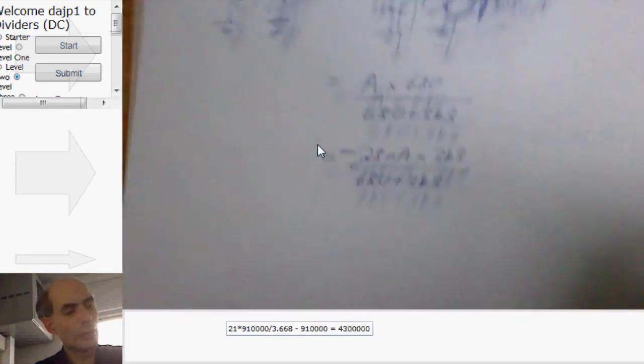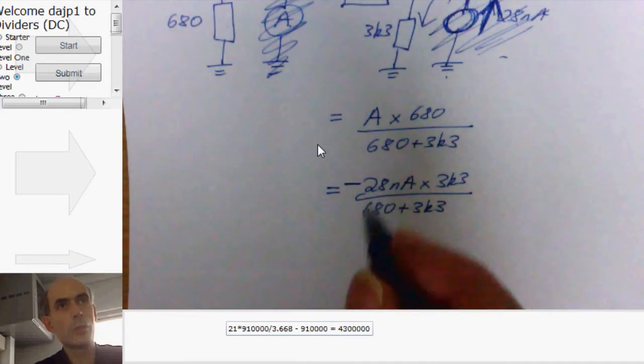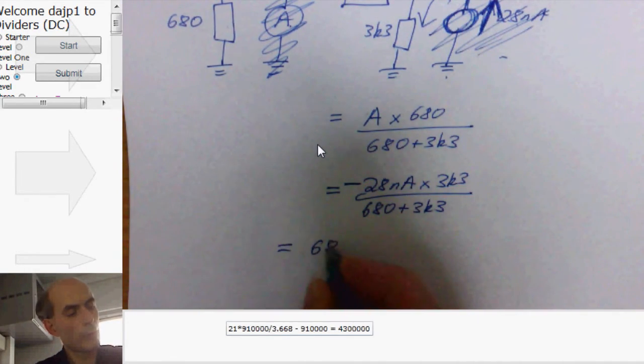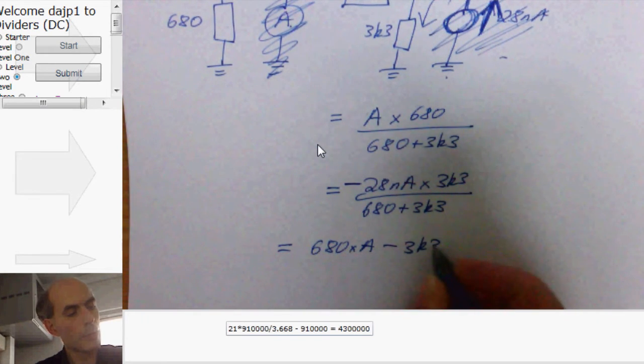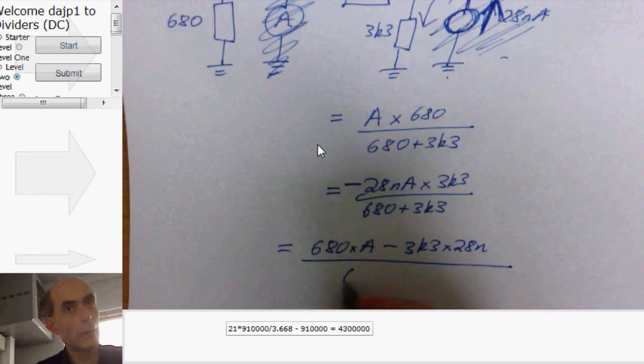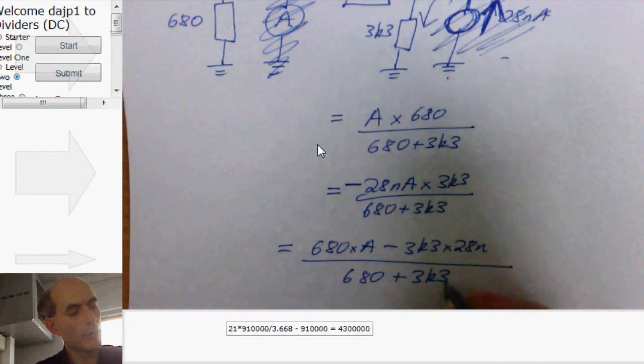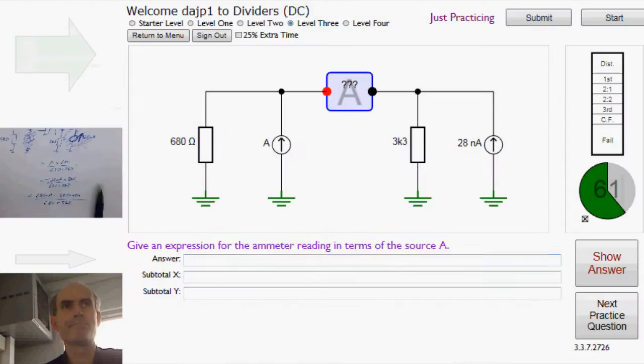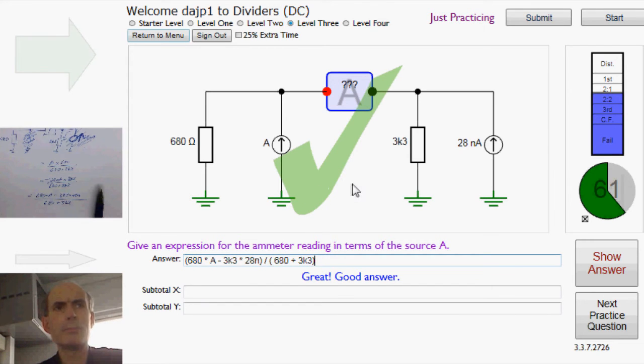And the principle of superposition tells us that the total current through the ammeter will just be the sum of these two. So that is 680 times A minus 3K3 times 28 nano, divided by 680 plus 3K3. Okay, let's try that. 680 times A minus 3K3 times 28 nano divided by 680 plus 3K3. Note that the question is asking for an expression in terms of the source A, so it's expecting to see something with the value of A in it. Fine. Okay, is that enough?